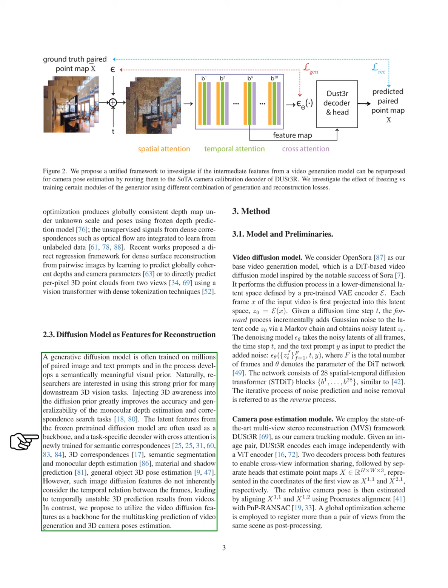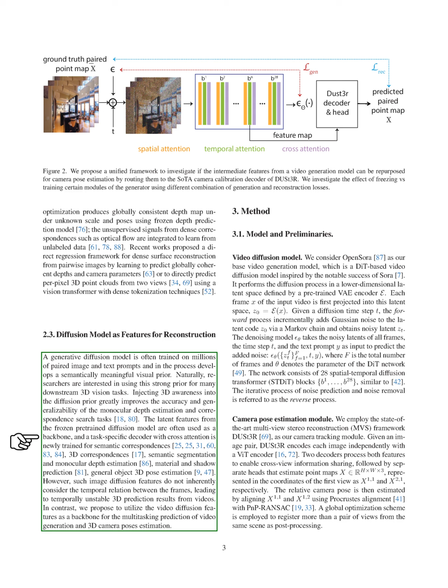Next, we explore the use of a generative diffusion model, which is trained on millions of paired images and text prompts, developing a meaningful visual prior. We are interested in leveraging this strong prior for various 3D vision tasks. By incorporating 3D awareness into the diffusion prior, we can significantly enhance the accuracy and generalizability of tasks like monocular depth estimation and correspondence search.